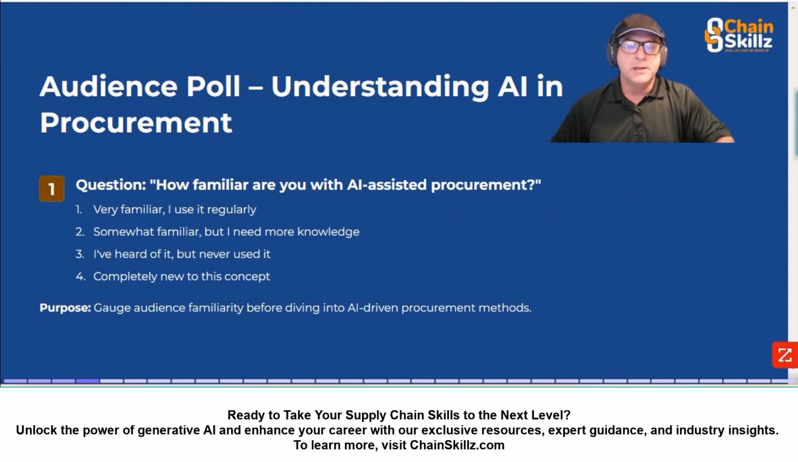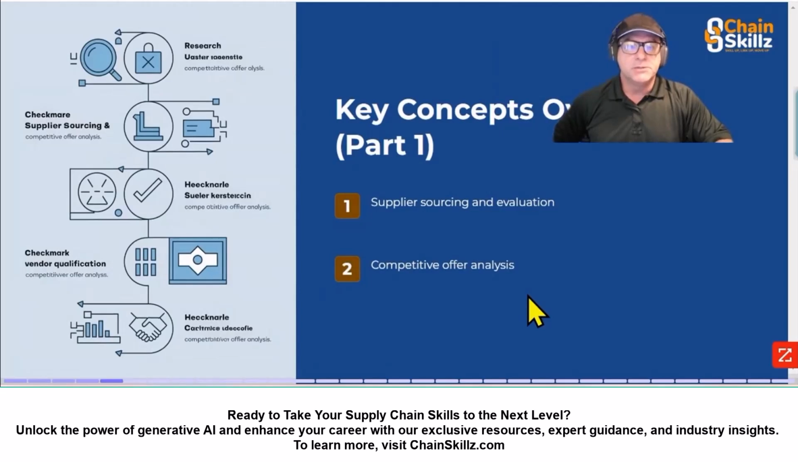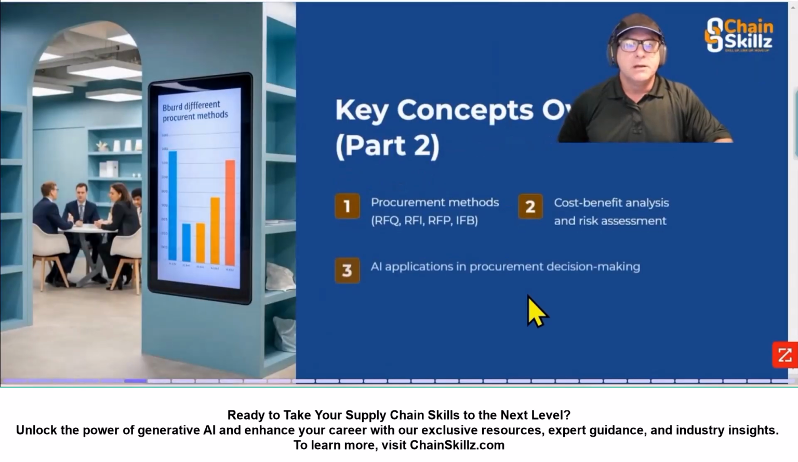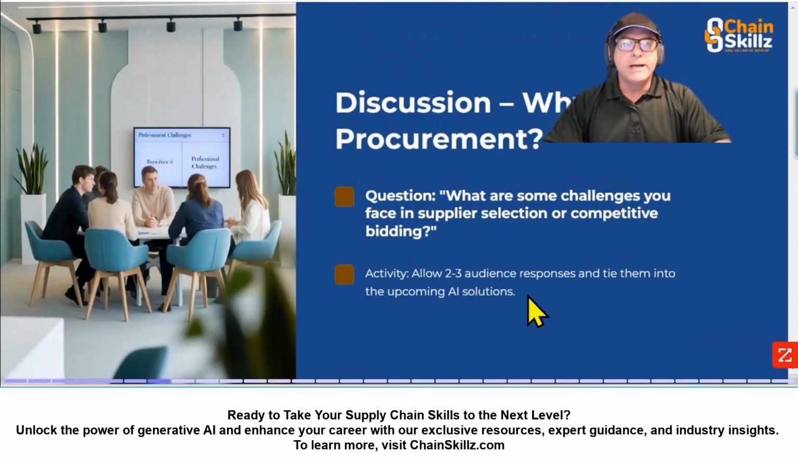Particularly today, we'll be talking about the different concepts: supplier sourcing and evaluation, competitive offer analysis, RFQ methods, or procurement methods, which one is the best one for the particular requirement you're going after, and then cost benefit analysis and a risk assessment of the requirement. And then at the end, we're going to do a use case applying the things that we're going to be talking about today. So why AI in procurement?